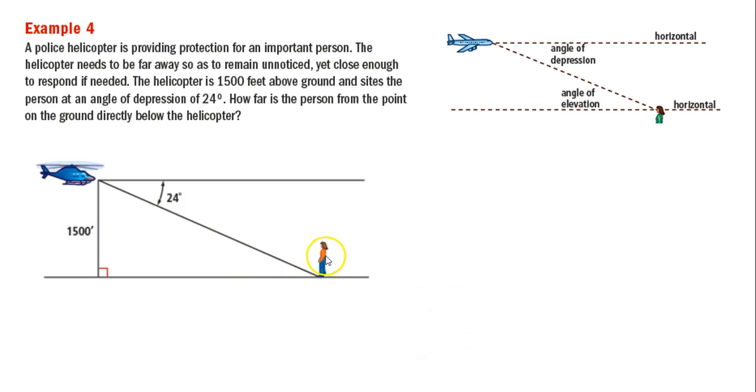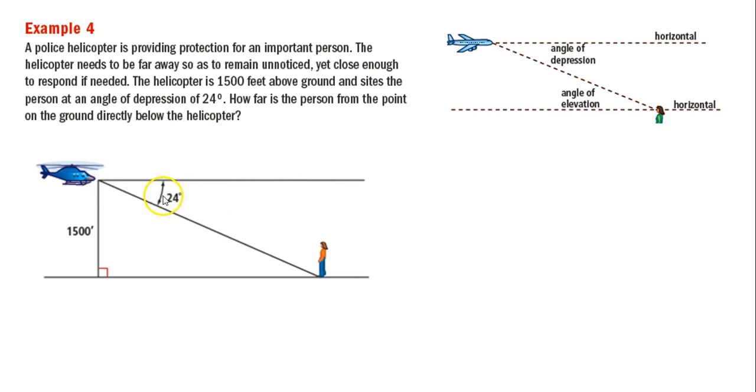This picture is not drawn to scale. As you can see, this person is probably about 500 feet tall, maybe if we estimate there, and a lot bigger than the helicopter. So this is not drawn to scale. Please just play along. So what we're doing here is we're looking for this length. We know this length. This is 1,500, and we're looking for this length here.